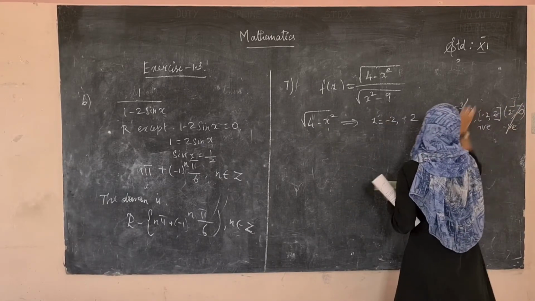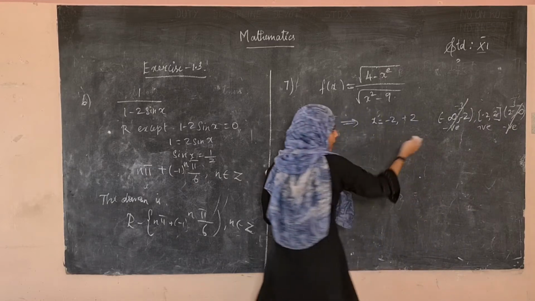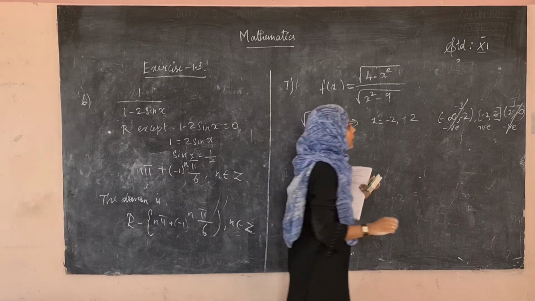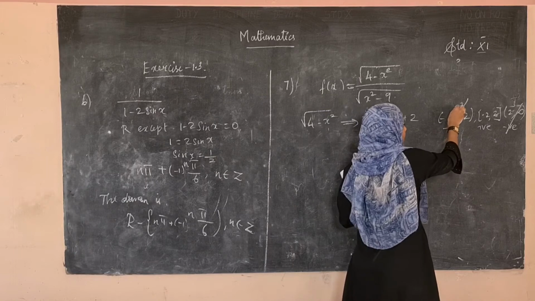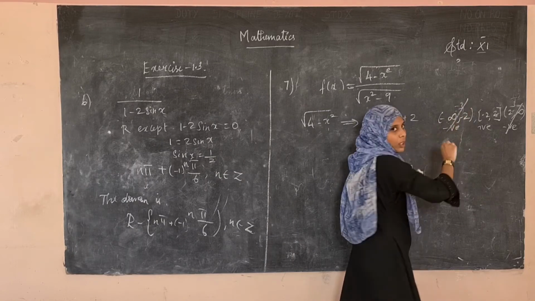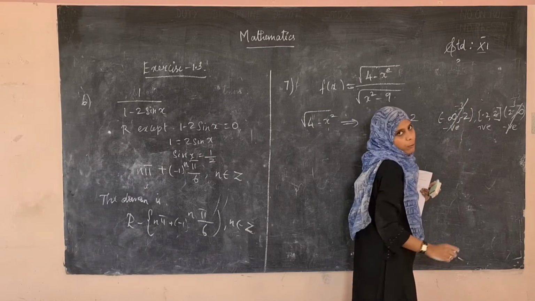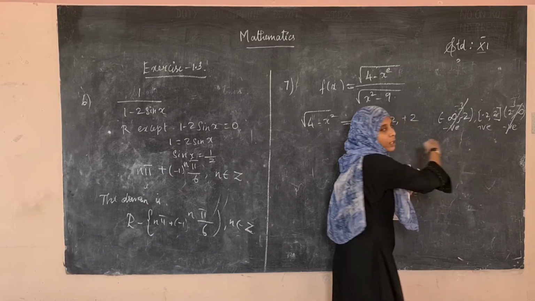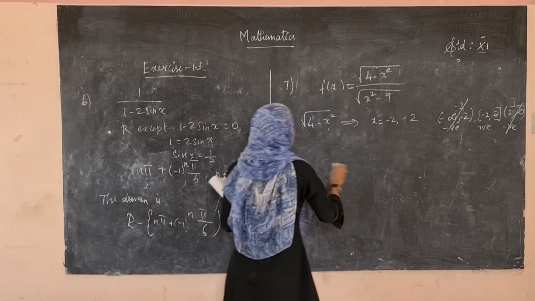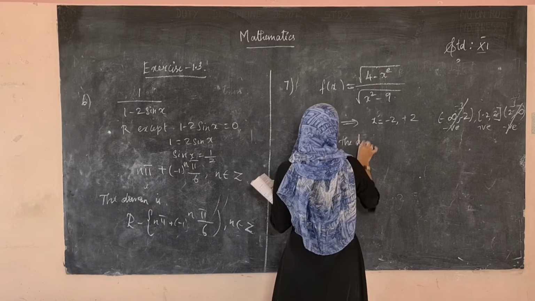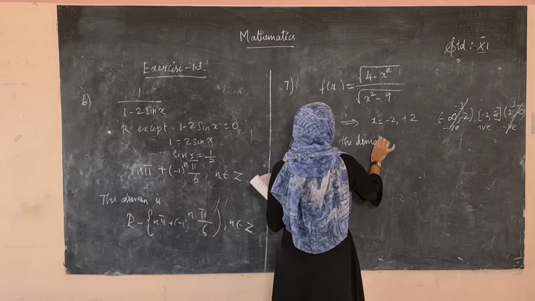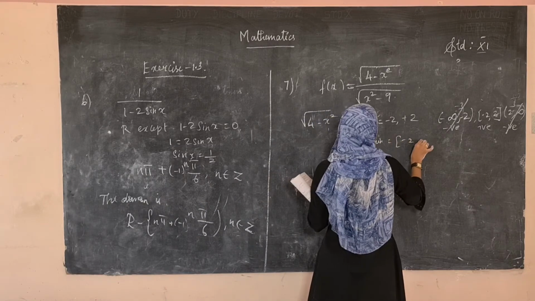Therefore, we are neglecting both of these. Since I am writing like this, we have to write in words. Since we are taking one value from this interval, and the value becomes negative, the whole interval becomes negative. Therefore, we are neglecting it. Like this, you have to tell for separate intervals. Okay. So, the domain for the numerator is minus 2 comma 2.